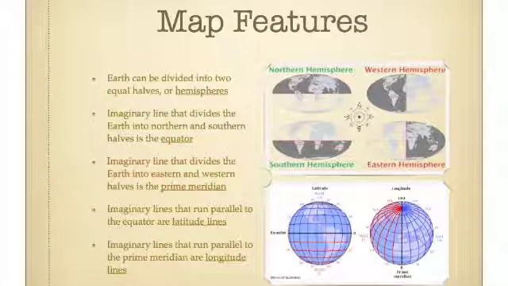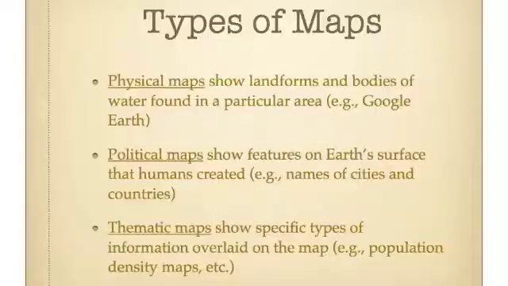Latitude lines are lines that run parallel to the equator, and longitude lines are lines that run parallel to the prime meridian. All right? Three different kinds of maps that you should be aware of: physical, political, and thematic. Physical maps show landforms and bodies of water found in a particular area, and that's it. Just imagine like a Google Earth map representation. You don't see lines, you don't see borders, you don't see city names, nothing. You just see Earth as if you're in space.